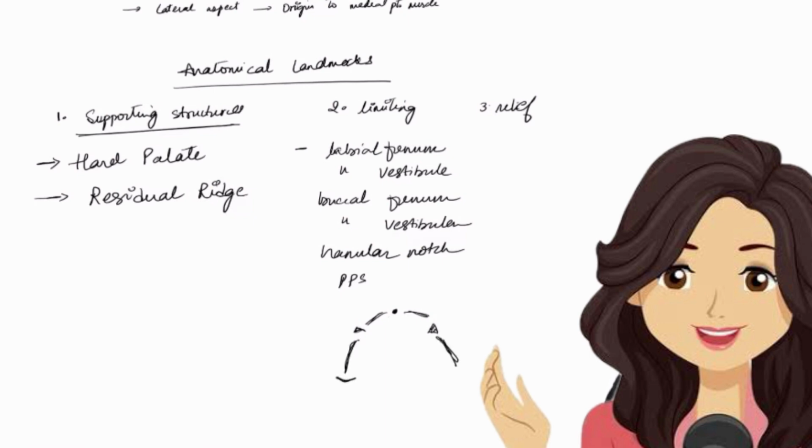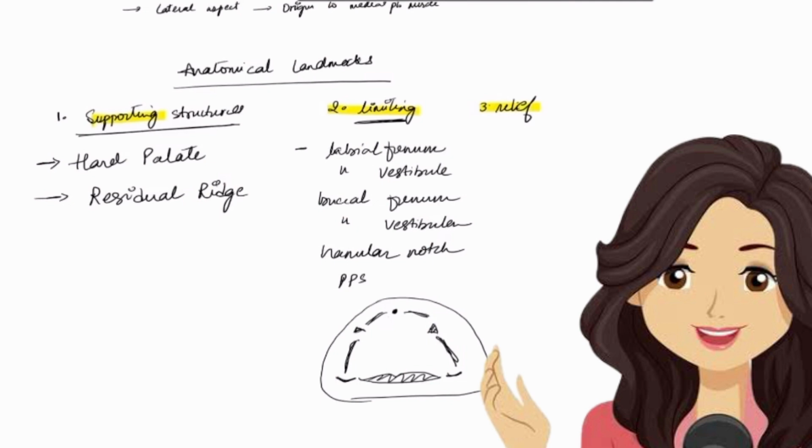Then we have our hamular notch posterior to the tuberosity, and in between them, we have a posterior palatal seal area. So if you unite these structures as a whole, they form the outer limit of your denture, which means that a denture should not extend beyond this. That is why they are called our limiting structures. So that would make up the limiting area of the denture.